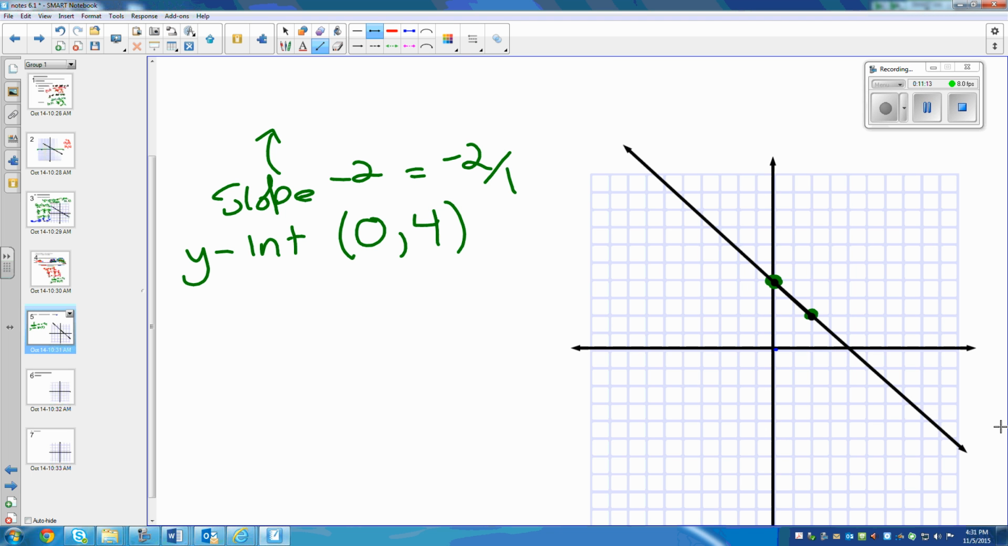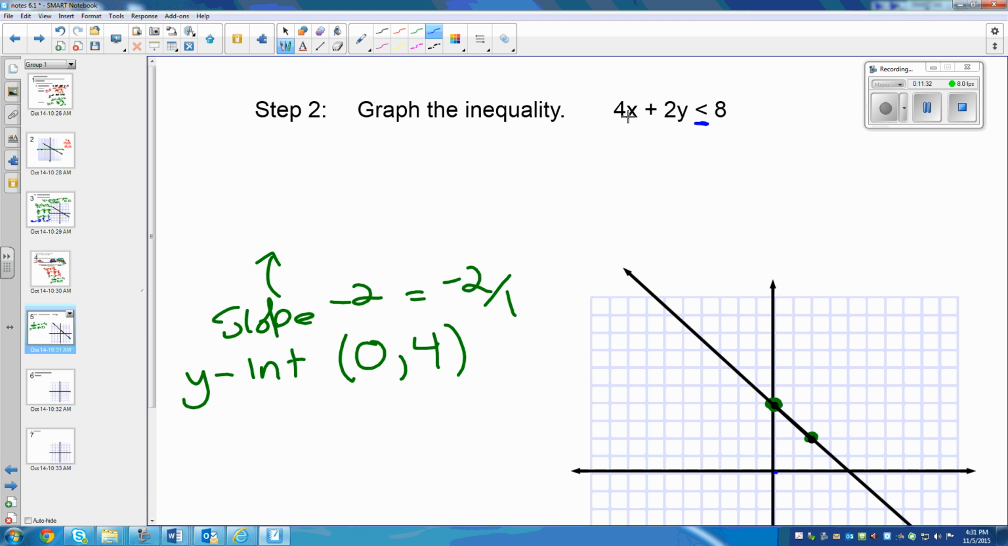And now we actually have to deal with the inequality. The fun part, the coloring. So you can take out your highlighter, your pencil crayon. We have to make it work. Okay, so we're either coloring one side or the other. So I'm either coloring below or above. The original equation stated 4x plus 2y is less than or equal to 8.